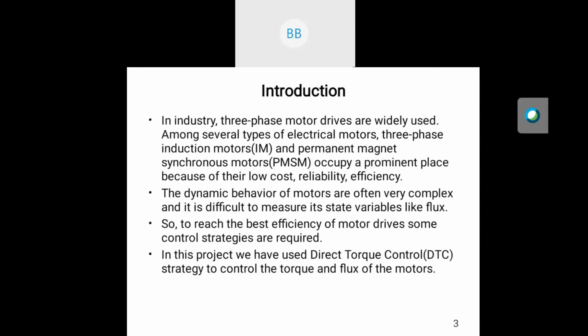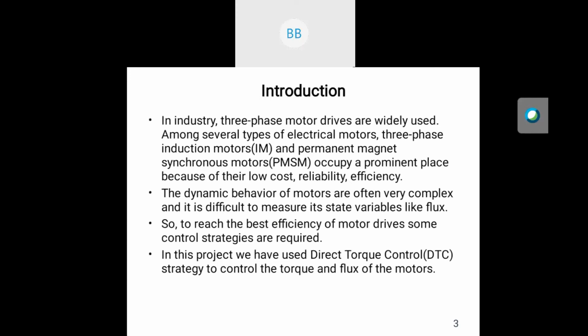So nowadays in industry, electrical motor drives are widely used as variable speed drives. Among several types of electrical motors, three-phase induction motors and permanent magnet synchronous motors occupy a prominent place because of their low cost, reliability, high efficiency, robustness, low maintenance, etc. Induction motor proved its importance since its invention and has been used industrially and commercially because of its advantages. Permanent magnet synchronous motors are also becoming attractive because they are used in places that require fast torque response and high performance operation of the machine.